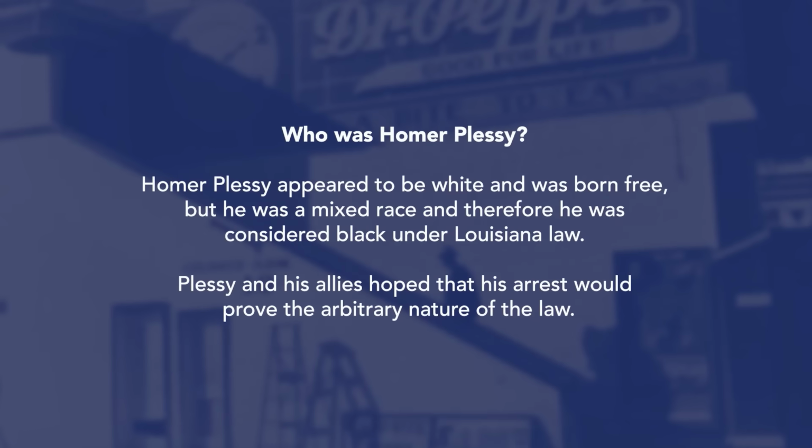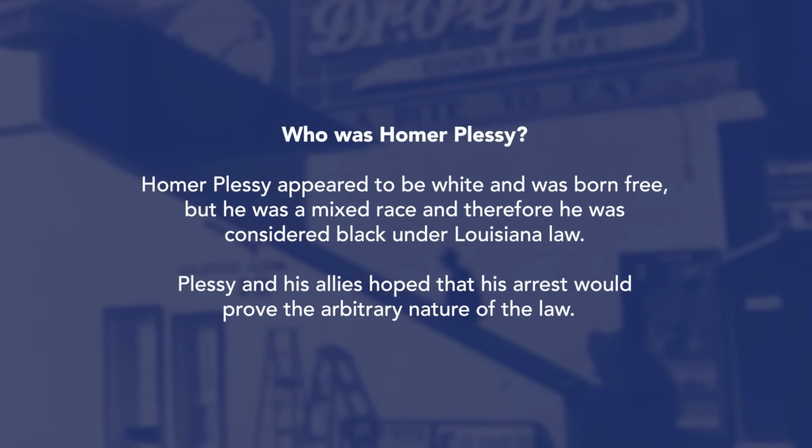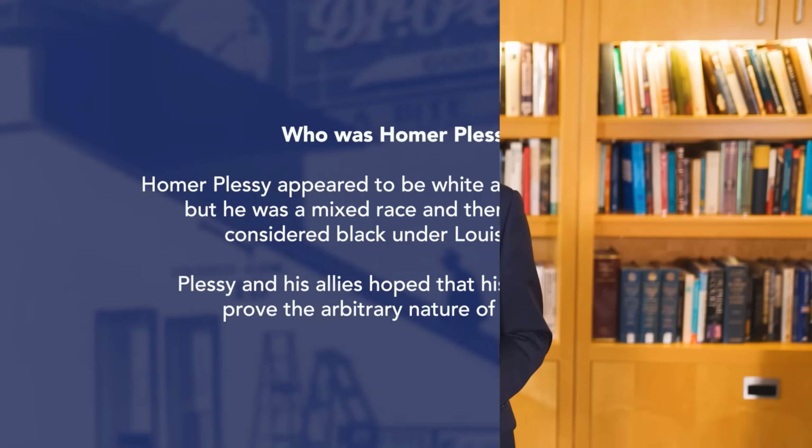There was an exception for nurses. If you were an African American nurse, you were allowed to ride with the white folk, but not if you were not a nurse or in a position of equality. That by itself might have given away the real purpose of the law. Plessy was chosen as a test case so the group could challenge the constitutionality of this law. Plessy appeared to be white and was born free, but he was of mixed race, and therefore he was considered black under Louisiana law. And Plessy and his allies hoped that his arrest would prove the arbitrary nature of the law. But in a 7-1 decision, Plessy lost.